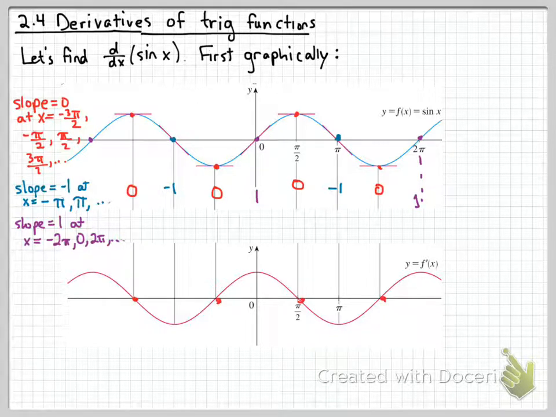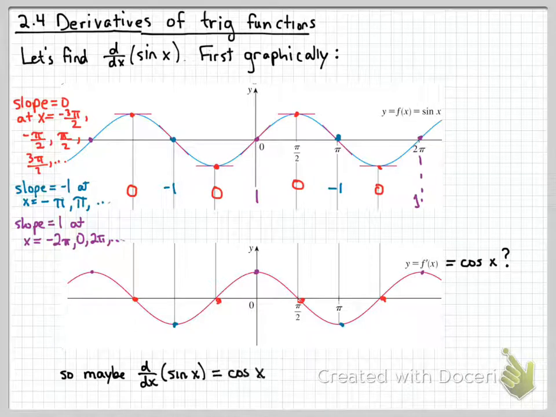You can see that the y values are 0 in the right places, the y values are negative 1 in the right places, the y values are positive 1 in the right places, and then I've just connected them with a curve. Of course, this may look familiar to you. It looks like the graph of cosine x. So the question is, is the derivative of sine x actually cosine x?